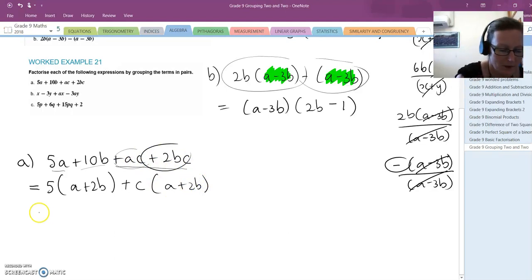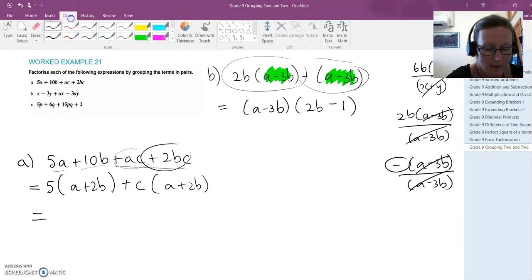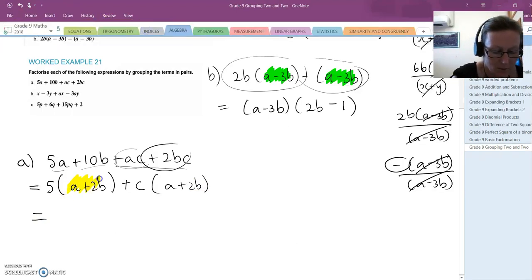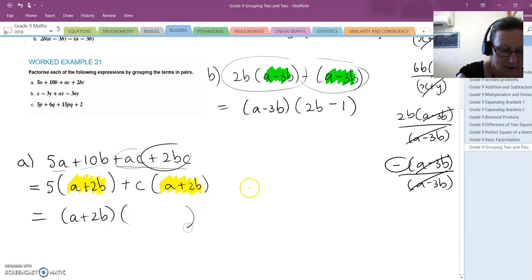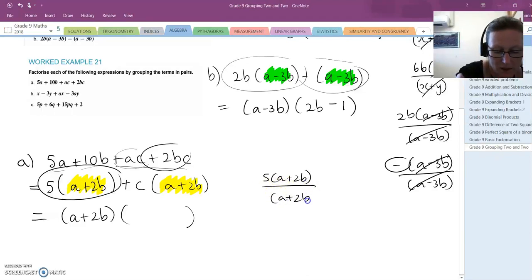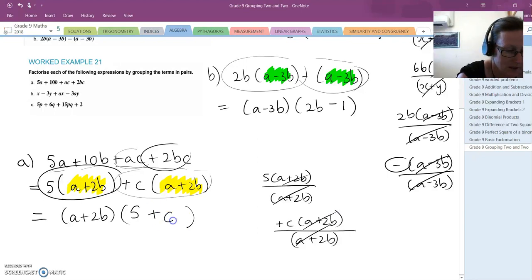We now have 2 terms, and just like in worked example 20, both of these terms have a plus 2b in brackets. So we take our a plus 2b out as the common factor, and then we get our first term and we say 5(a + 2b). What are we left with if we divide that by a plus 2b? Well, we're left with 5. And with our second term, if we have positive c(a + 2b), and we divide that by a plus 2b, we are left with positive c.